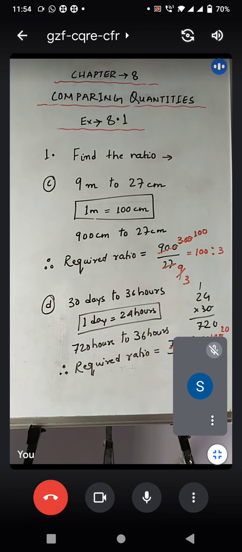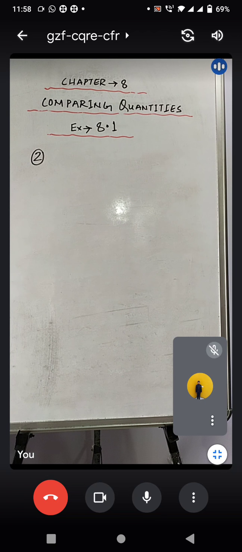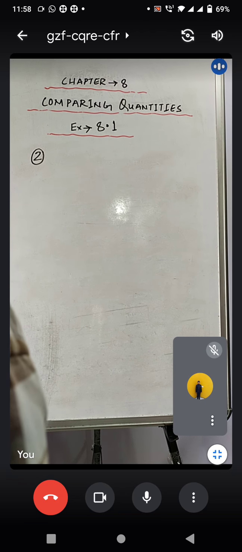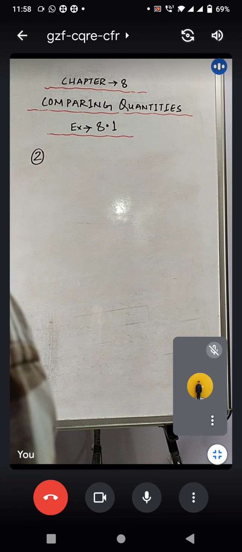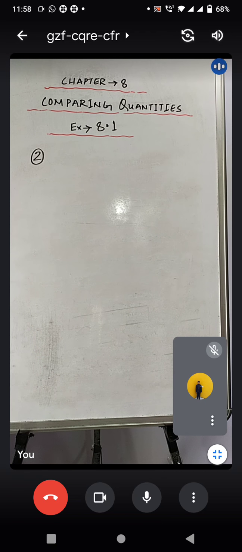20 is to 1. Okay, so now this is the solution of question number C and D of question number 1. Now let's move on to question number 2. So now I'm going to explain question number 2. What is question number 2? Again I'm going to read out question number 2. In a computer lab there are 3 computers for every 6 students. That is, 3 computers are used by every 6 students. Now they have asked how many computers will be needed for 24 students.